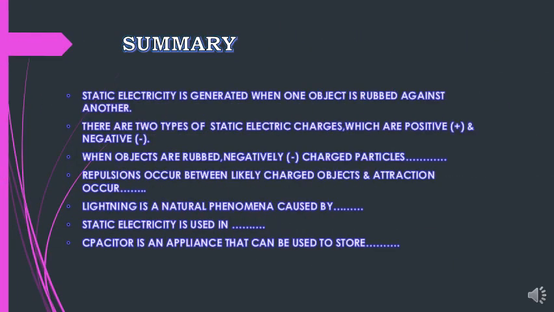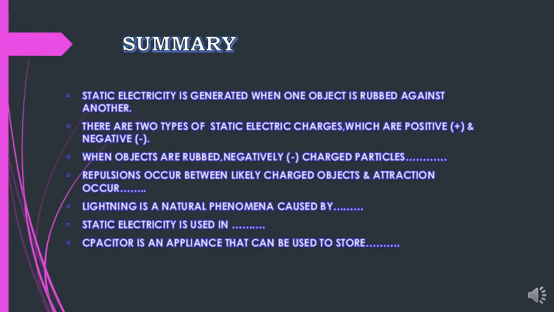Now guys, I am going to conclude this lesson with a summary. So, static electricity is the build-up of an electrical charge on the surface of any object. The charges remain in one area rather than moving to another area, so it's called static electricity. That means static electricity is generated when one object is rubbed against another.